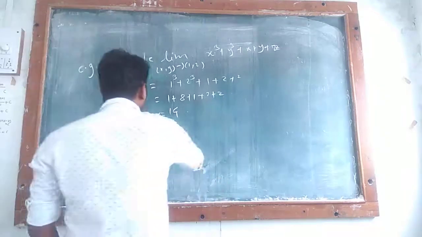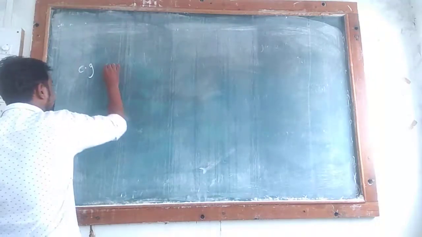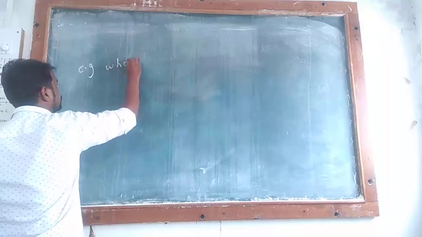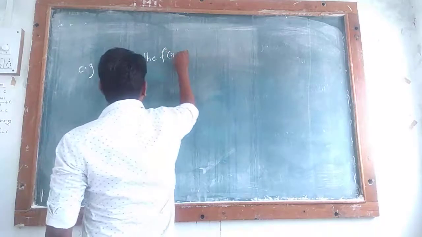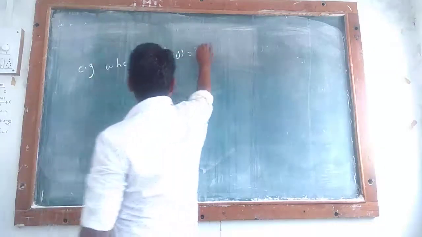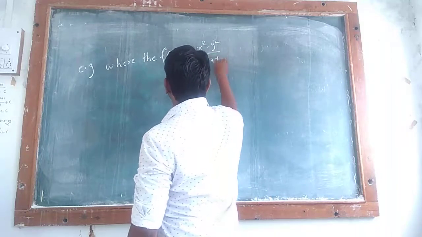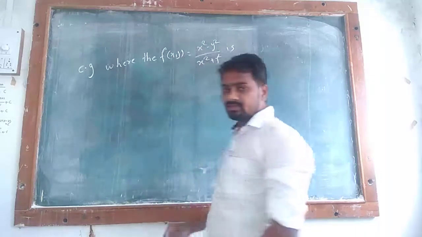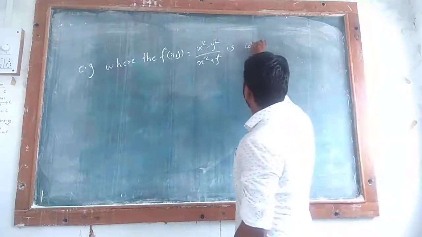Now we will discuss the next example, where the function f(x, y) is equal to (x squared minus y squared) upon (x squared plus y squared). Is this function continuous?